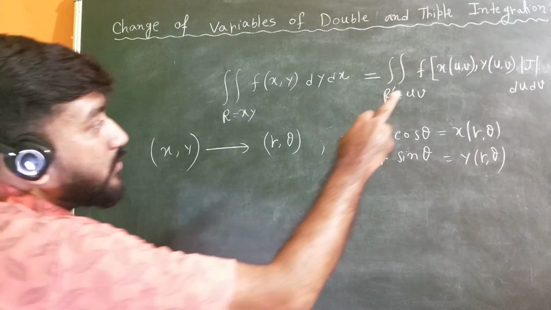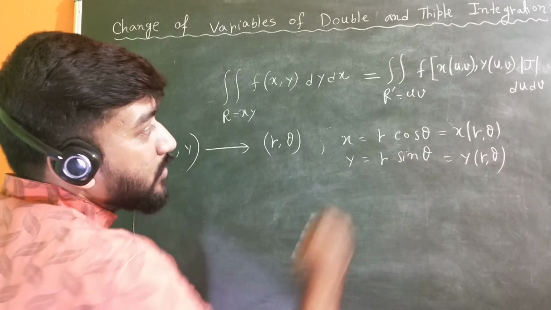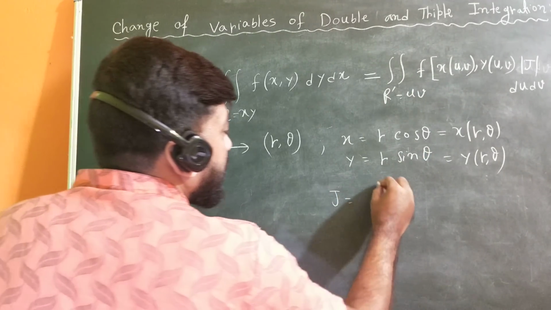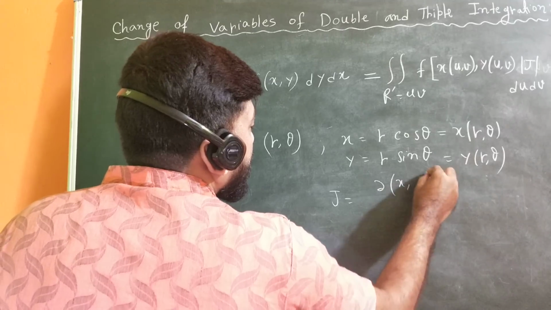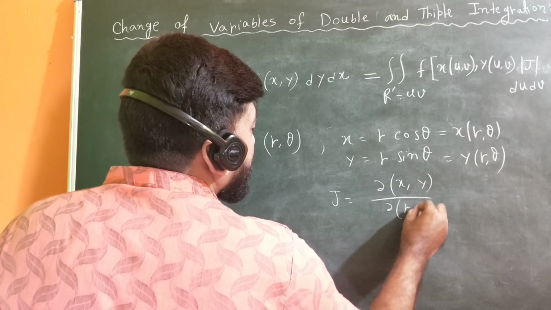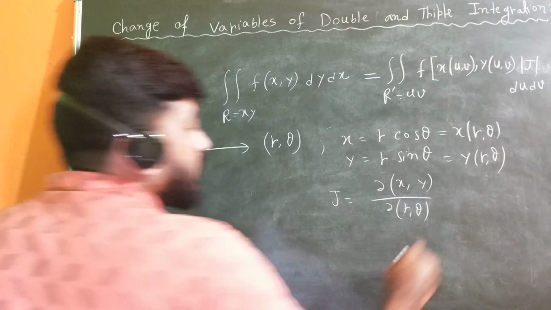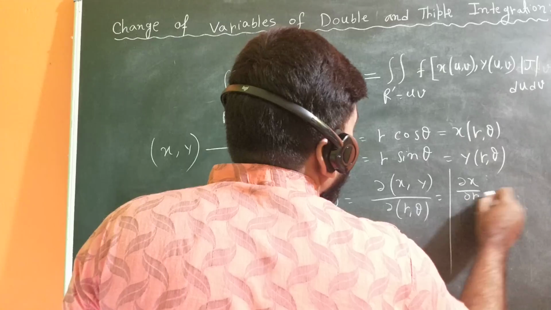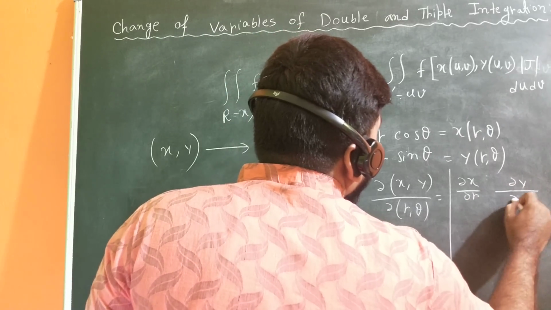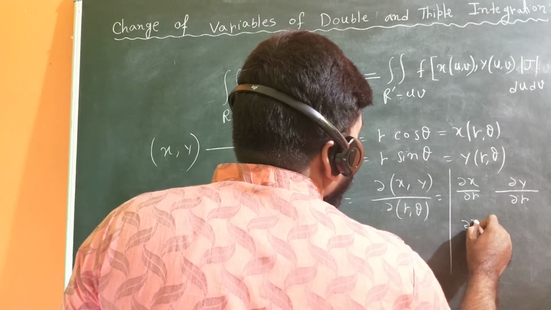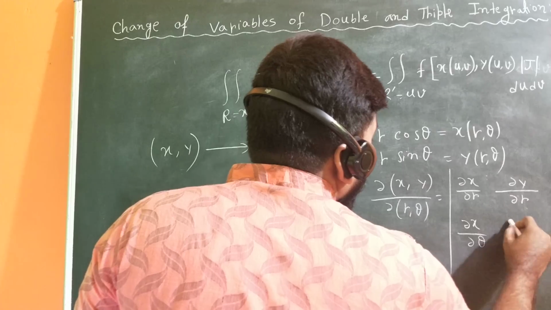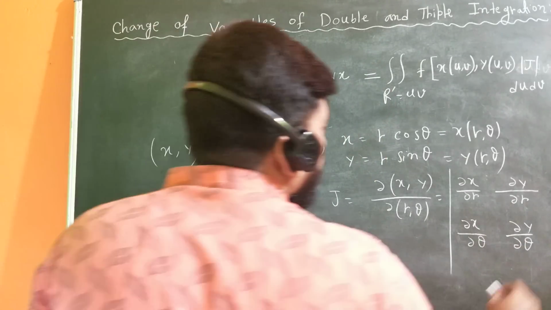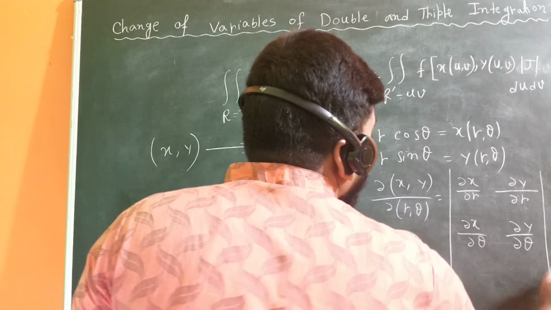So now what do we need to calculate? Obviously, we need to calculate the Jacobian also. So what will be the Jacobian here? If you calculate the Jacobian, it will be del(x,y) over del(r,theta). And what will this be? This will be the determinant: del x del r and del y del r, and del x del theta and del y del theta. Okay, so this will be the Jacobian.